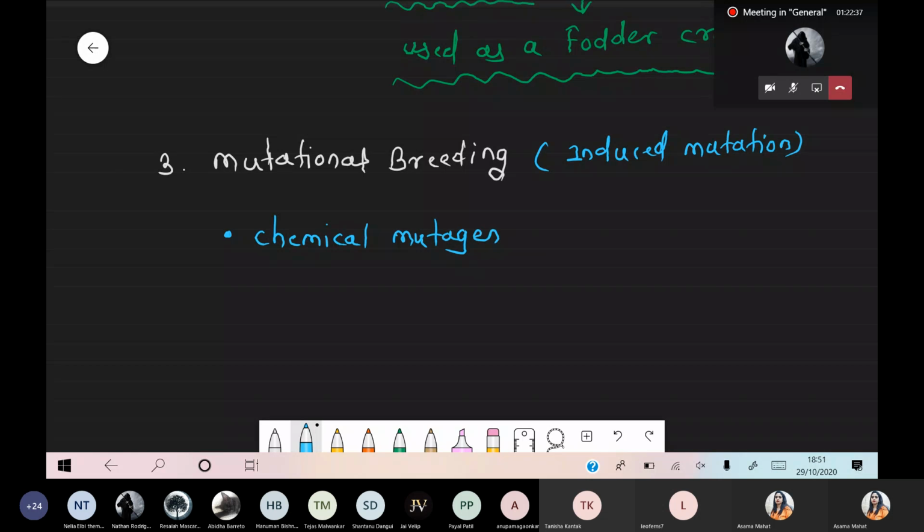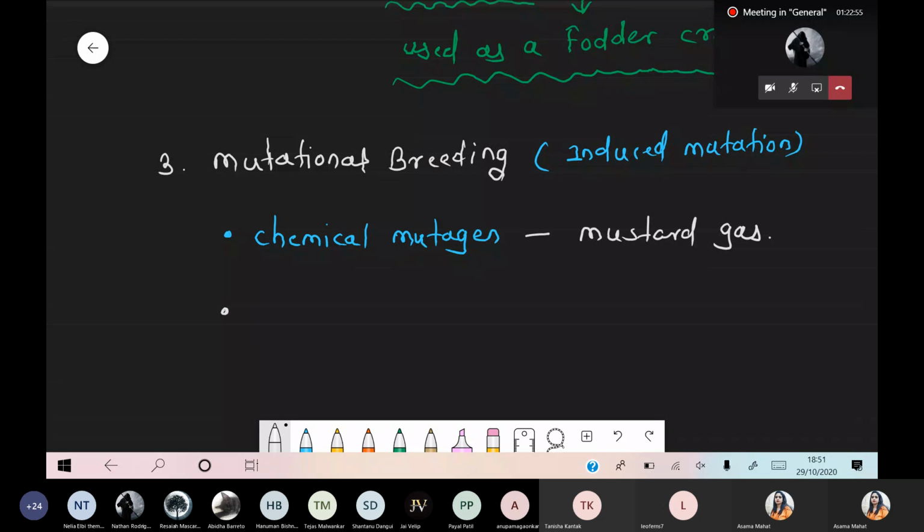Mutagen means what? Who creates the mutation. That is called the mutagen. Chemical means what? A certain kind of chemical. So this chemical mutagen, we are taking a simple example, that is mustard gas. Mustard gas is basically used to create a mutation, purposefully.